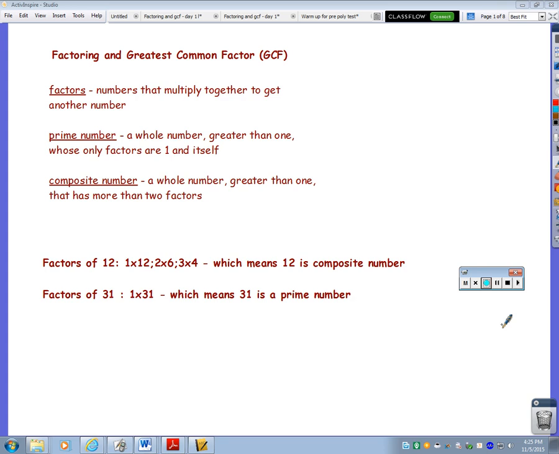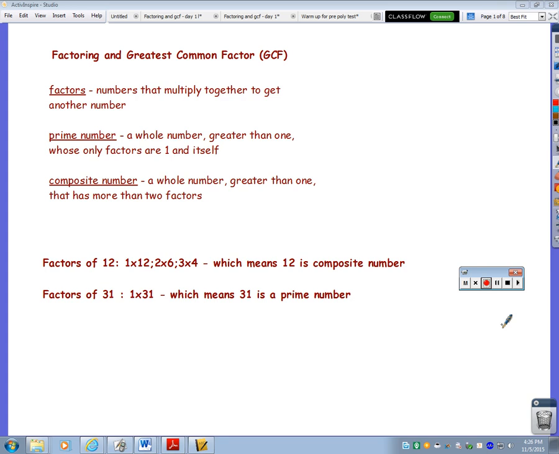Okay, today's lesson is on factoring and greatest common factor. Please write down the vocabulary words and definitions. Factors: numbers that multiply together to get another number. Prime number: a whole number greater than 1 whose only factors are 1 and itself. Composite number: a whole number greater than 1 that has more than 2 factors.